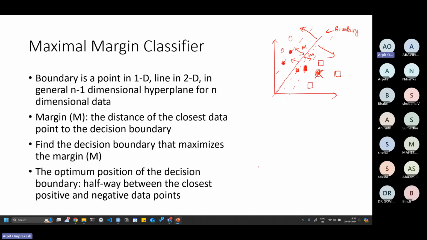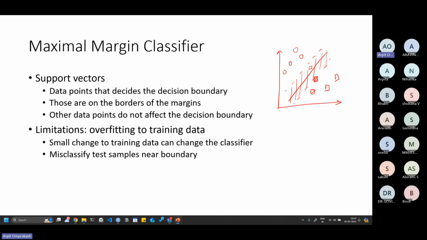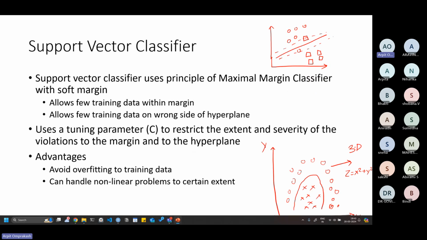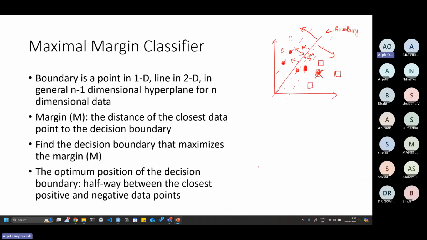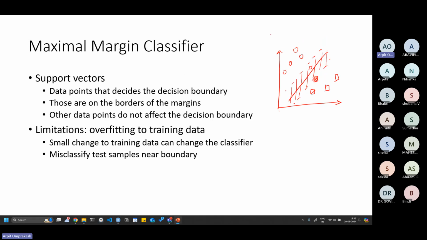Okay. In most cases, the optimum position of the decision boundary will be halfway between the closest positive and negative data points, right? And these closest data points that are on the margin are called the support vectors, right? So these are the data points that affect the boundary. The other data points do not affect the boundary. The limitations of maximum margin classifier are that small changes to the training data, especially the support vectors, can lead to large changes in the classifier, and it tends to misclassify a test sample near the boundary.